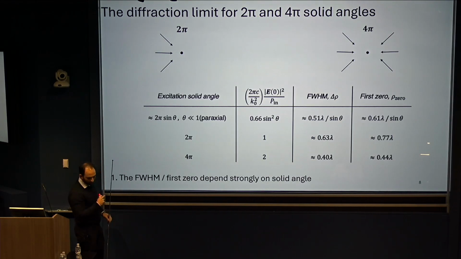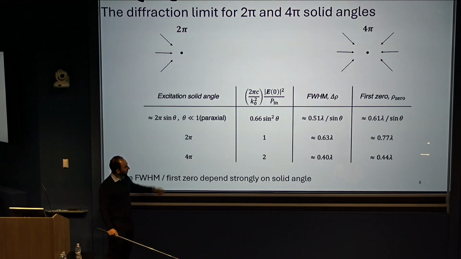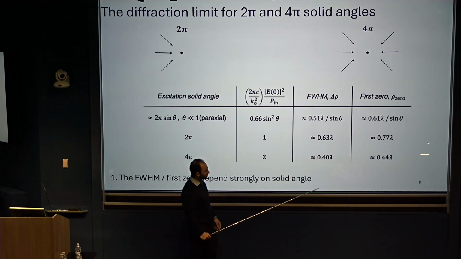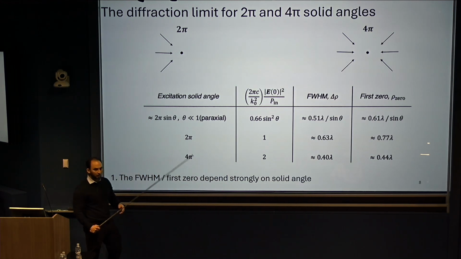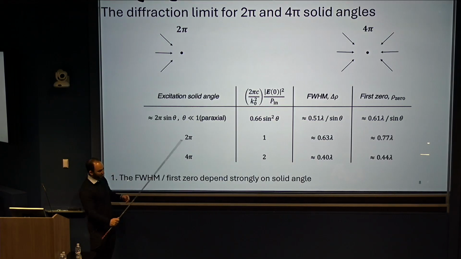So I just want to say 3 quick things about this free space diffraction. The first is that I, at least, was surprised at how much the full width half max and first 0 differ in these 3 simple limits. The classic 0.61 number goes all the way up to 0.77 in the 2 pi aperture case and down to 0.44 in the 4 pi aperture case. Same thing happens to the full width half max.